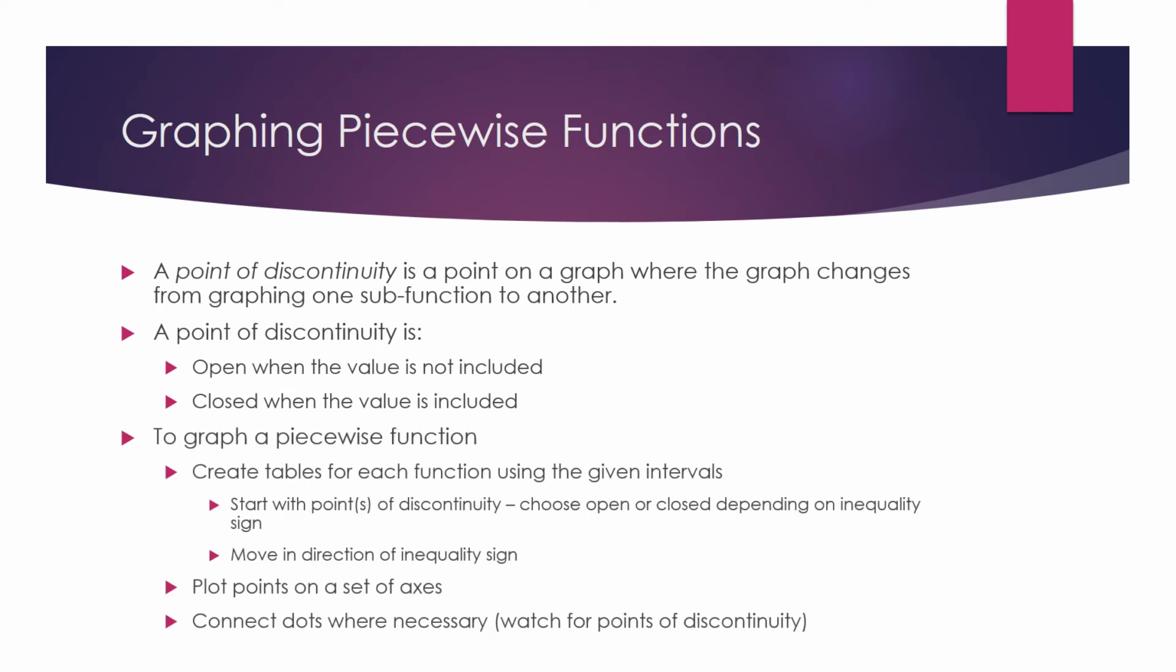To graph a piecewise function, the first thing you want to do is create tables for each function using the given intervals. You should start with the points or point of discontinuity and choose open or closed depending on the inequality sign. Then, you should move in the direction of the inequality sign. Next, plot your points from each of the subfunctions on the same set of axes. Then, connect the dots where necessary and be sure to watch out for your points of discontinuity.